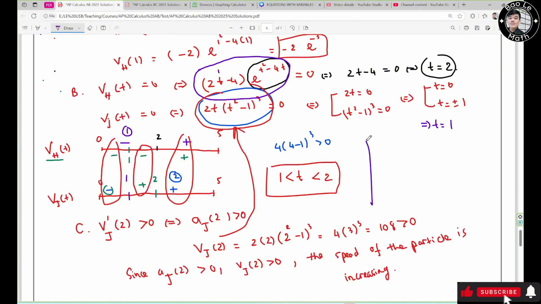Now side note, if v is positive and a is positive, or v is negative and a is negative, both of these make the speed of the particle increasing. If v is positive and a is negative, or v is negative and a is positive, the speed of the particle is decreasing. So keep that in mind.